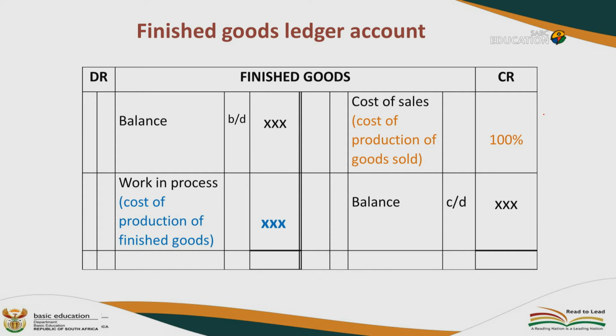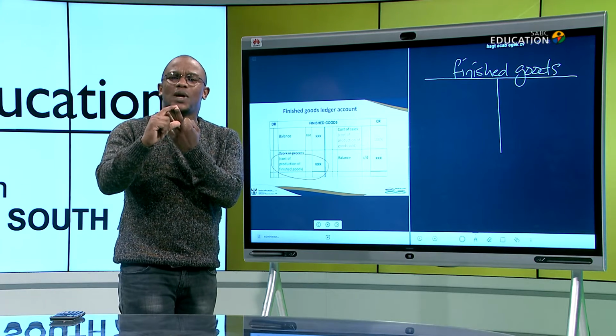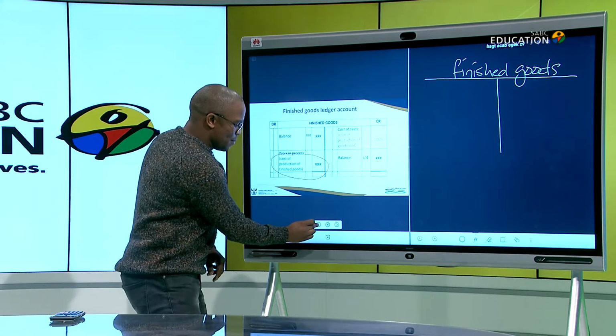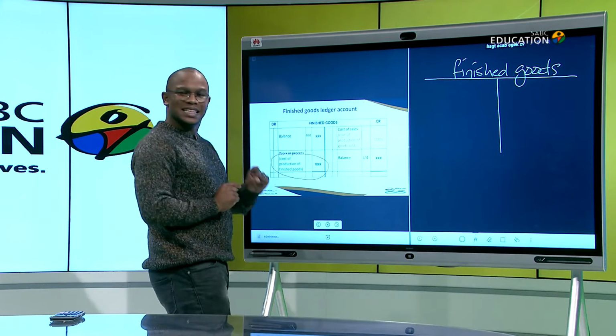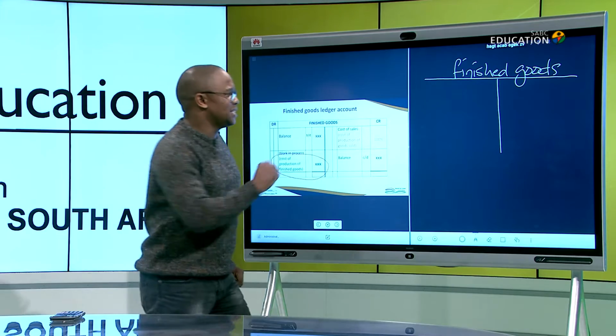Here's another way of doing this. You have your finished goods ledger account. If you check on your finished goods ledger account, this amount, the work in process, remember when I started, I spoke about the three costs, which is your direct material cost, your direct labor cost, as well as your factory overhead cost. They determine your cost of production of finished goods. Remember on the first slide, this blue amount, which is the total cost of production, must be the same amount that you get on your finished goods ledger account under work in process. Let's check how you do this.